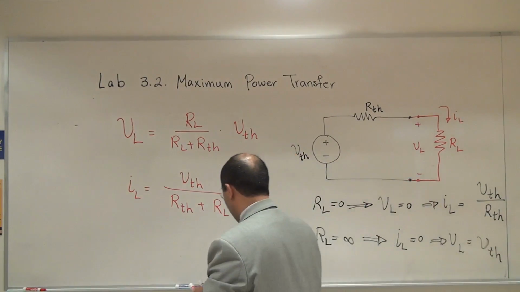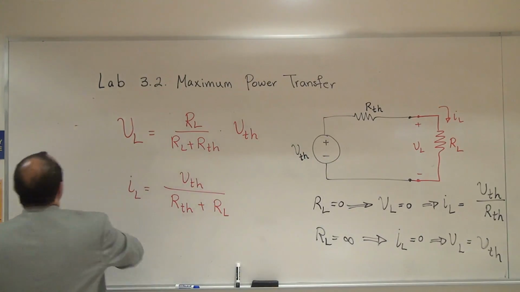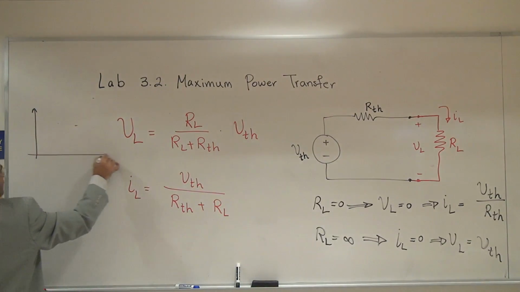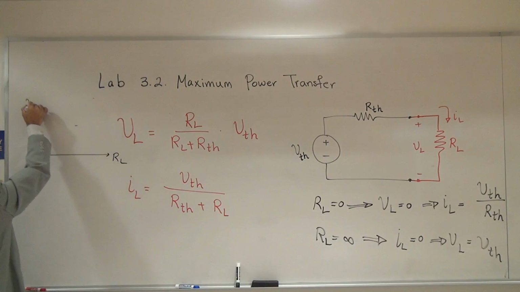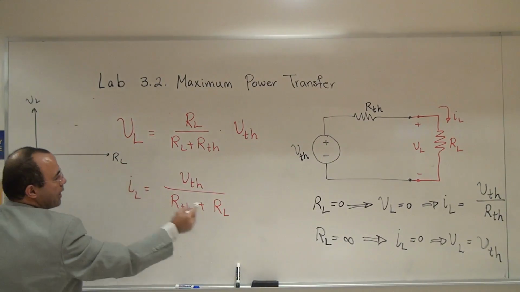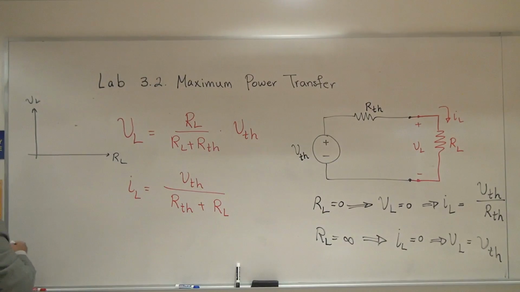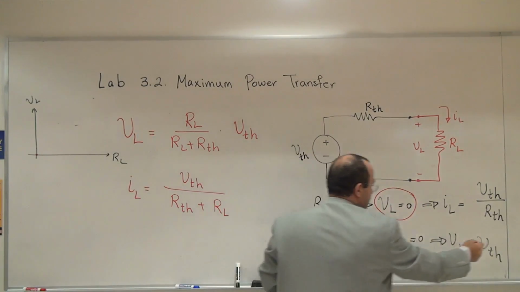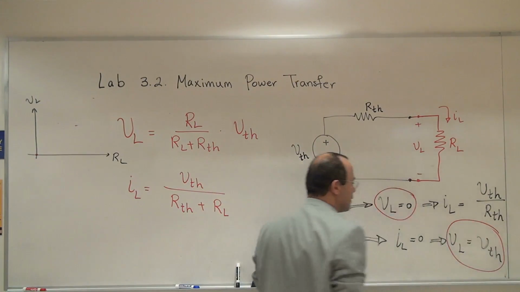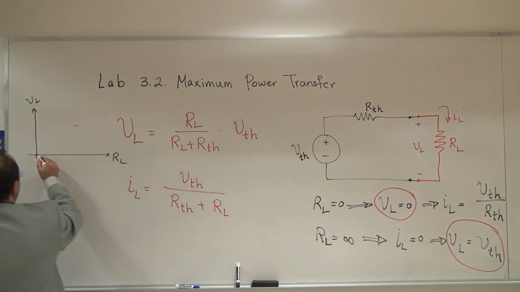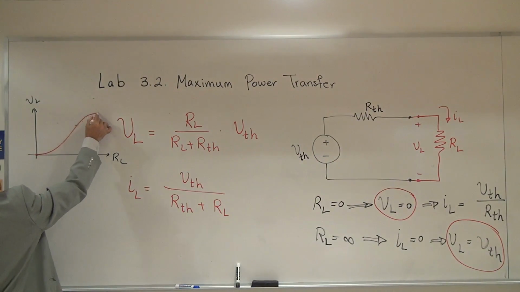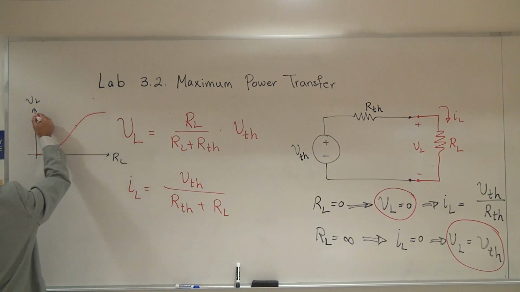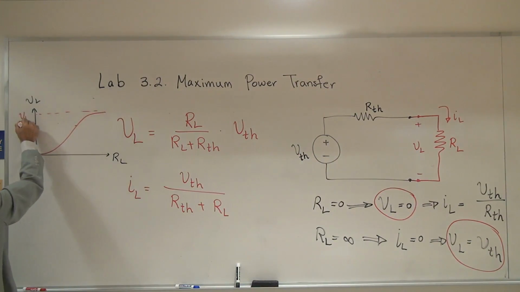Let's graph this and see how this is going to be. Now, VL versus RL. When RL is 0, I'm going to have 0. When RL is infinity, I'm going to have the maximum available voltage to me, which is V Thevenin. So that's the way it's going to go. Okay? Let's take a look at the current.